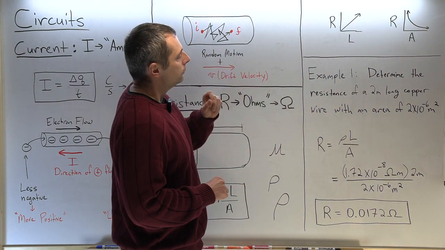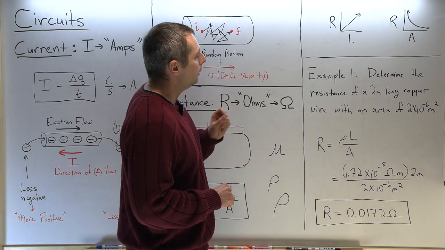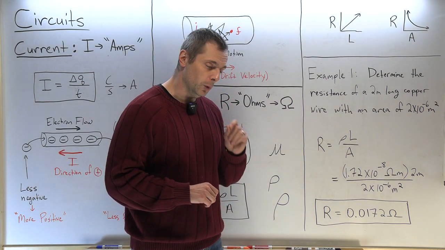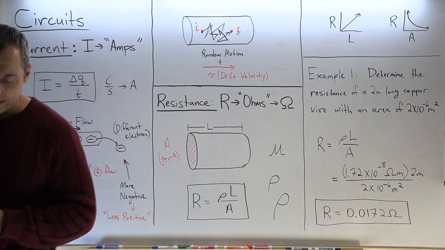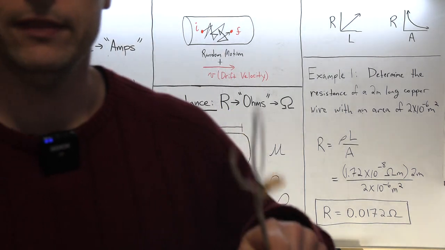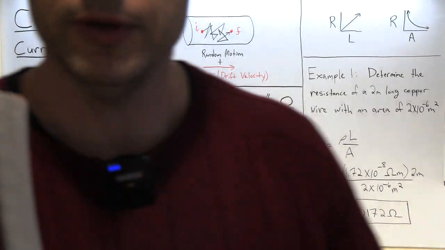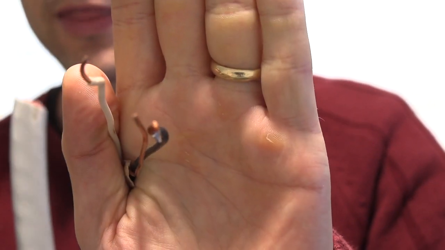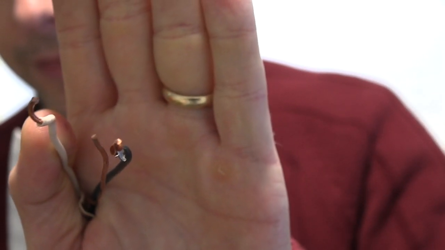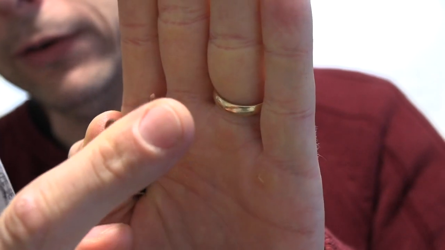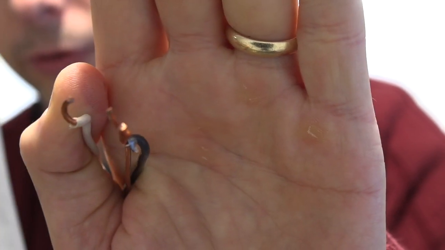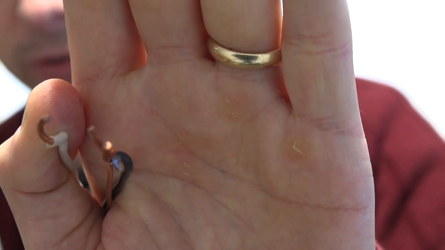Example 1. Determine the resistance of a 2-meter long copper wire with a cross-sectional area of 2 × 10⁻⁶ meters squared. This is about the cross-sectional area of a wire that, let's see, I guess maybe if I put my hand like this. This is a wire that powers a typical bedroom in a house. You see that end of the wire right here, right? If you cut it and you look at that closely, it is actually a circle, okay? So the area of that circle is tiny. It's a really small area.